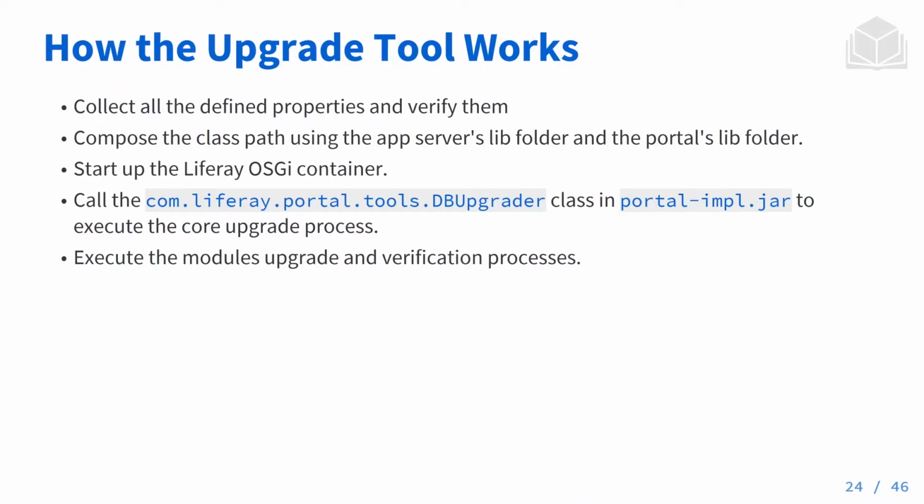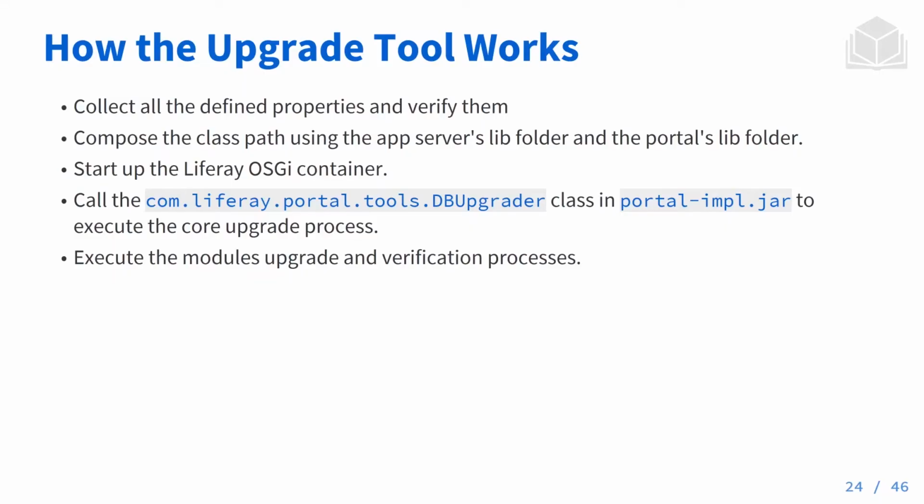From there, it's then going to gather all of the class paths within our lib folders, all of the ones that we've specified. It'll then start up Liferay and in turn the OSGI container, and then it's going to run this DB upgrader class that's located inside of portal impl. And then from there, it'll start going through the upgrade process.